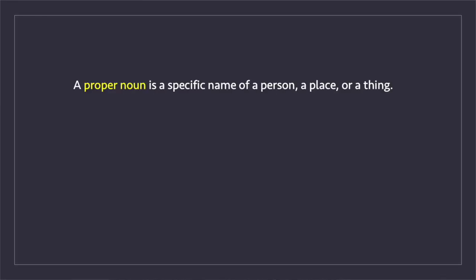Let's have these examples. Anne, Spain, Mount Everest, Sunday, English. You can very well see that all of these words begin with capital letters, and that's because they are all proper nouns. They are special names given to a person, a country, a mountain, a day, and a language.